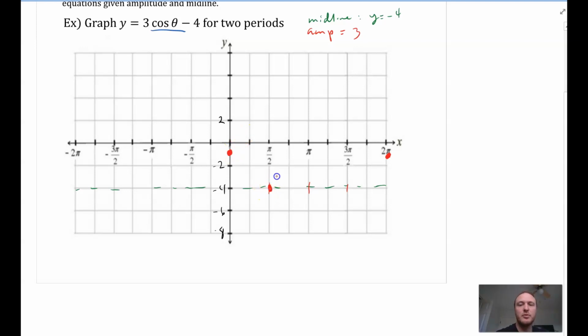So I'm at a maximum, midpoint, my minimum is going to be 3 down, so that'll be -7. Okay. And voila, there it is. Okay. And here's the second cycle. Okay, and there it is.